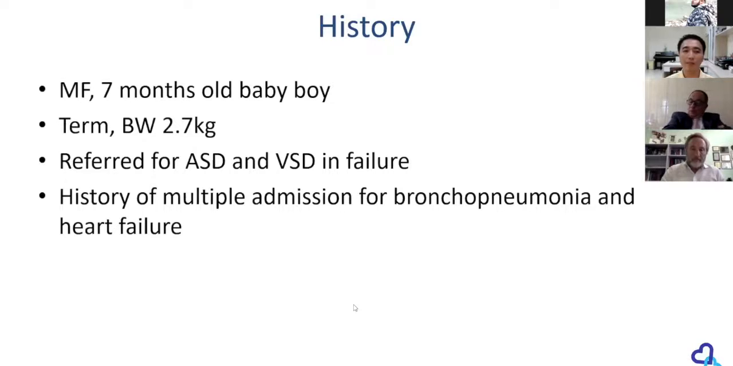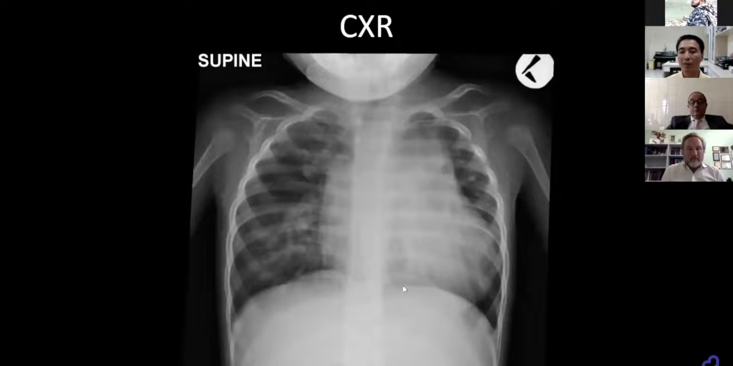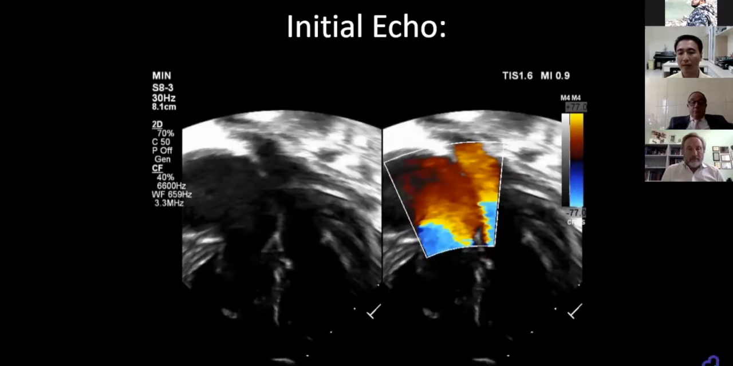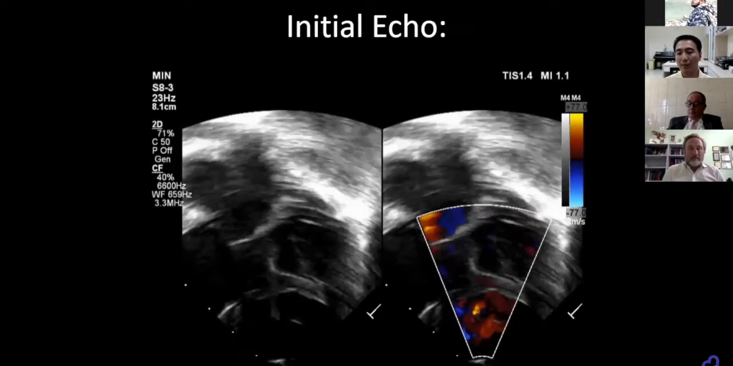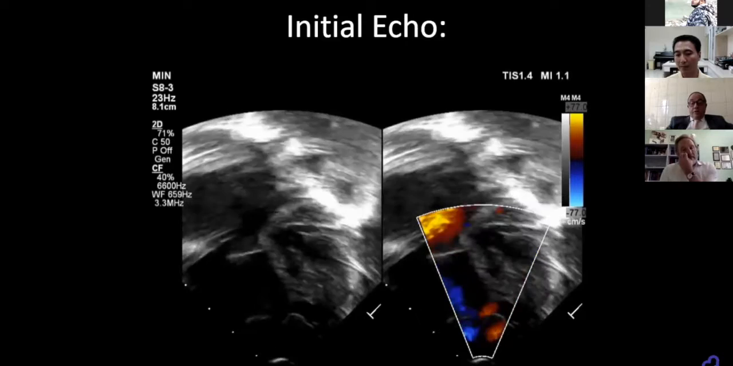The first patient is a 7-month-old baby boy, term, 2.7 kilo at birth, referred to us for ASD and VSD in failure with a history of multiple admissions for pneumonia and heart failure. Weight at 7 months is 4.4 kilo. Vital signs were stable, the patient was tachypneic with a hyperinflated chest, and the liver was 3 centimeters. X-ray showed cardiomegaly with a plethoric lung field, and echo showed a moderate 5 millimeter ASD and an apical VSD, with a mild Swiss cheese appearance on the apical and mid-muscular VSD.